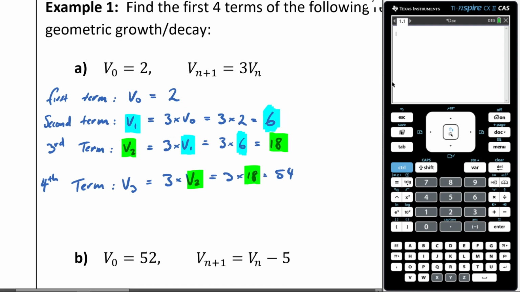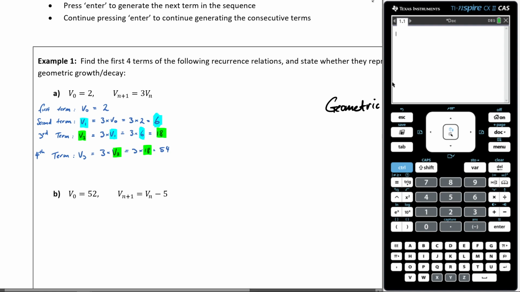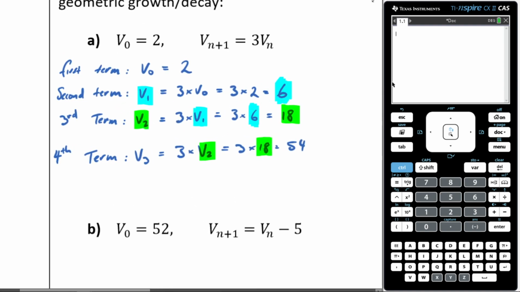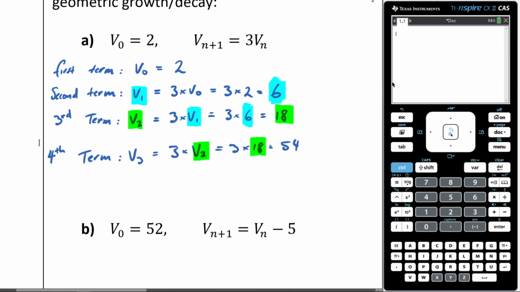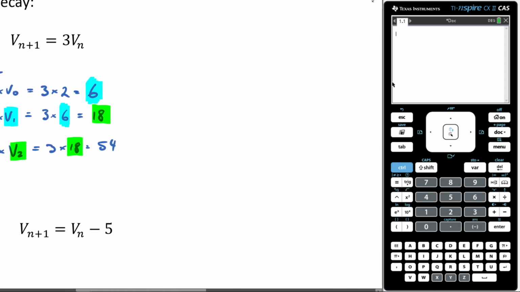Before we go on to the next one, can we just appreciate something for a moment? It says we want to find the first 4 terms, and we've done that: first term, second term, third term, fourth term. But do you notice how the number of the term doesn't line up with our n number? Do you see how my first term is v of 0, and my fourth term is v of 3? So it's not lining up exactly there. So I just want you to take note of that. And let's write a little note for ourselves.